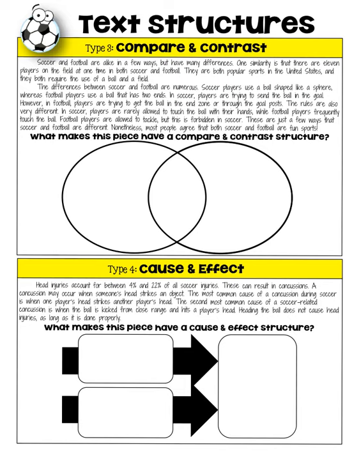The differences between soccer and football are numerous. Soccer players use a ball shaped like a sphere, whereas football players use a ball that has two ends. In soccer, players are trying to send the ball in the goal. However, in football, players are trying to get the ball in the end zone or through the goalposts. The rules are also very different. In soccer, players are rarely allowed to touch the ball with their hands, while football players frequently touch the ball. Football players are allowed to tackle, but this is forbidden in soccer.